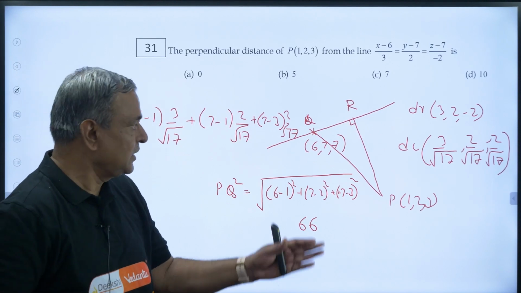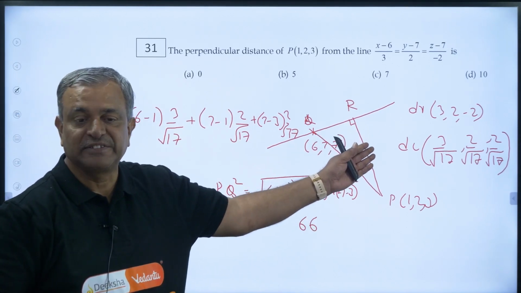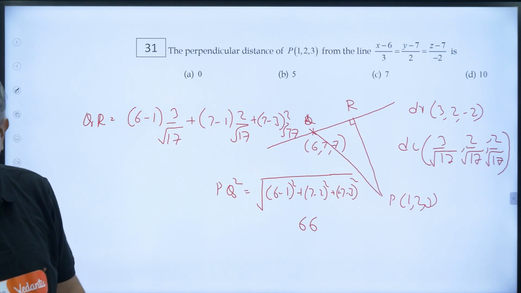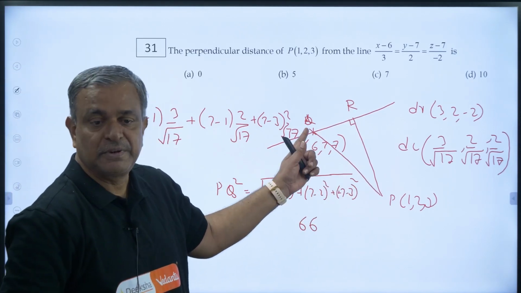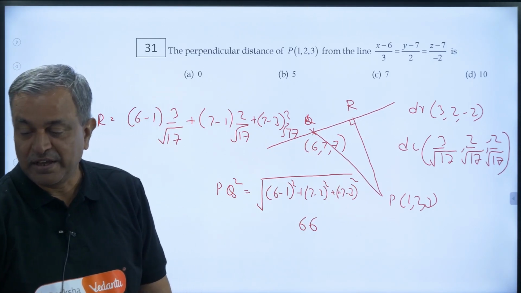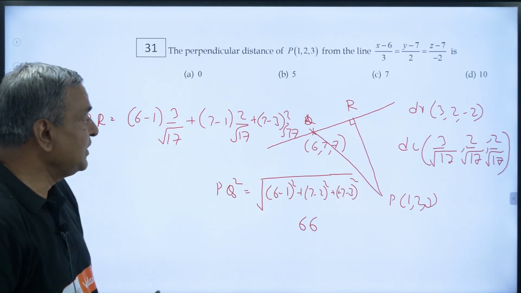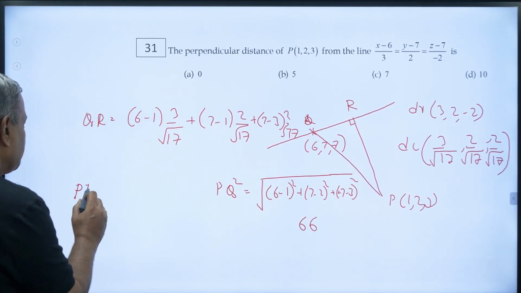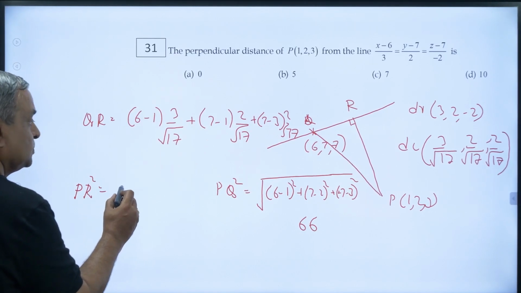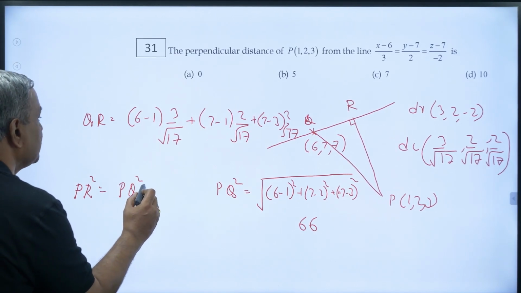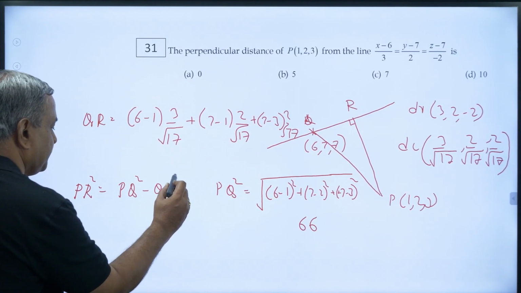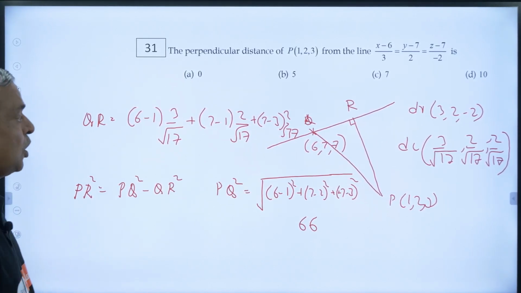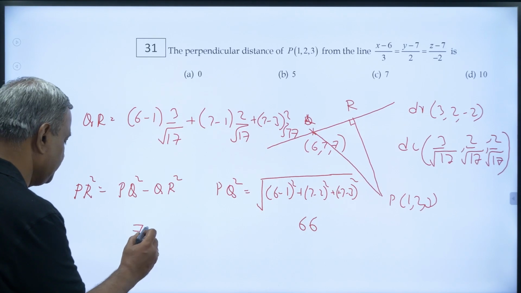Actually R cos theta as we say, cos theta we are calculating. So DCs into the distance between them, x2 minus x1, that is the QR. But what we require is PR square. So PR square is equal to PQ square minus QR square. Okay, if you simplify it, you get the required answer. Option C will come, 7.